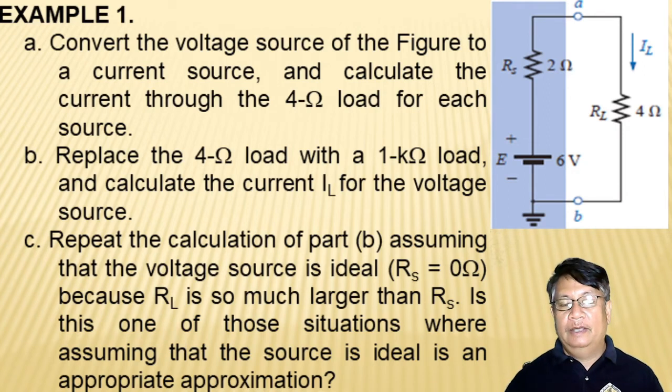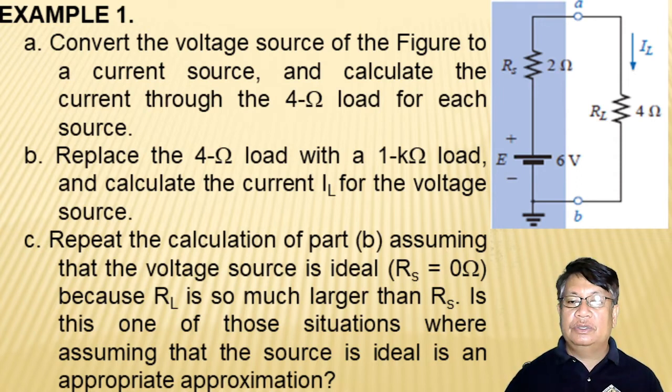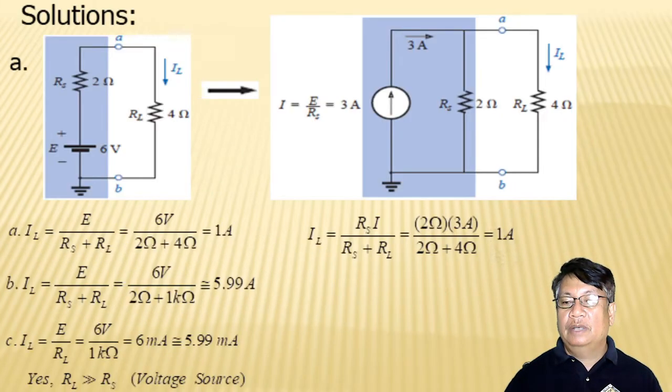Okay, letter C, repeat the calculation of letter B, assuming that the voltage source is ideal. Meaning to say, ideal is the internal resistance is equal to 0 ohm. Because R sub L is so much larger than R sub S, this is one of those solutions where assuming that the source is ideal is an appropriate approximation. Okay, so that is our example number one.